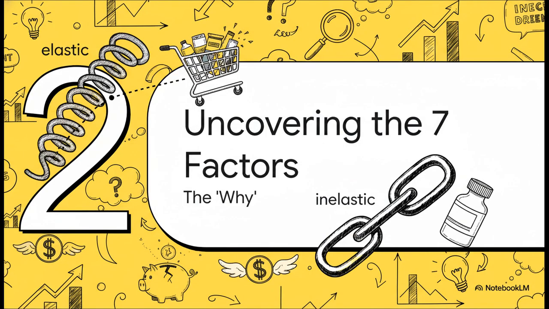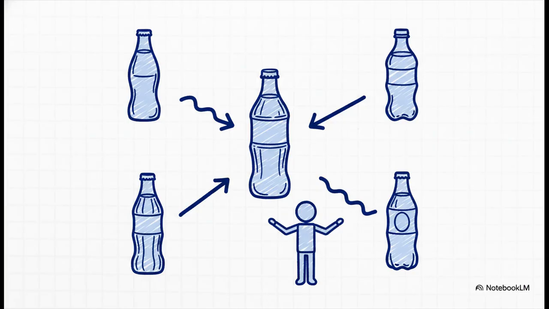So that leads to the big question, right? The why. What actually makes one product's demand stretchy and another one so rigid? Let's uncover the factors. Okay, number one, and this is the big one, substitutes. Simply put, do you have other options? The more substitutes a product has, the more elastic its demand is going to be.